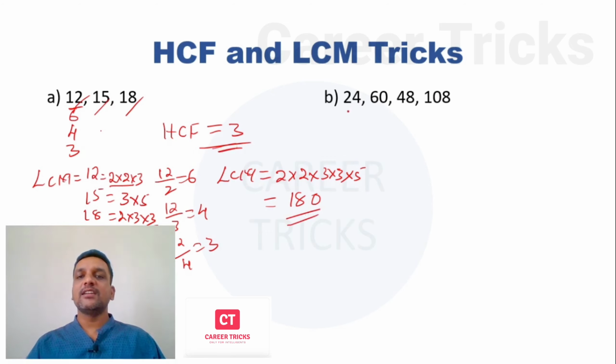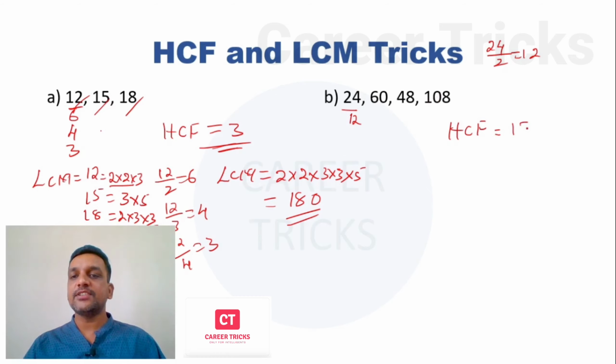Next we'll solve this. Here, which is the lowest number? 24 is the lowest number. We are finding the HCF now. 24 is the lowest, so is 60 divisible by 24? No. Then I will take 24 by 2, that is 12. I will check 12 as the factor now. 24 is divisible by 12. Yes. 60 is divisible by 12. Yes. 48 is divisible by 12. Yes. 108 is divisible by 12. Yes. All are divisible by 12. Then I can say the HCF is 12.